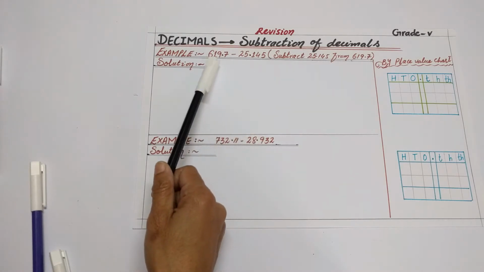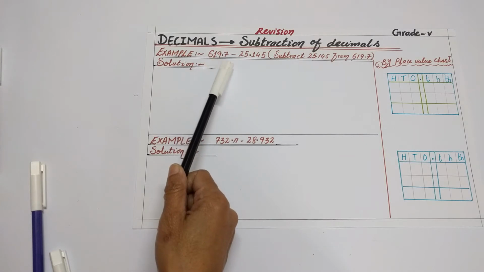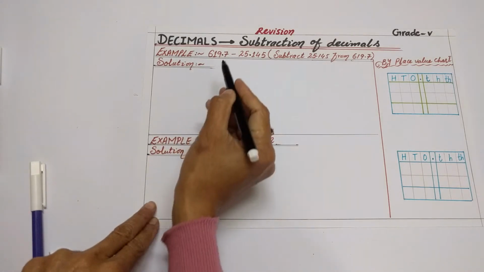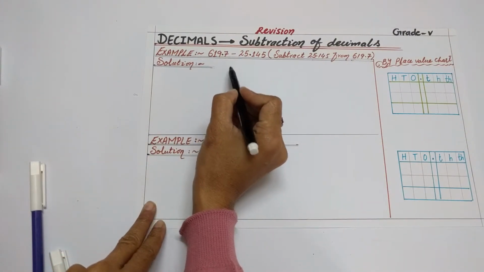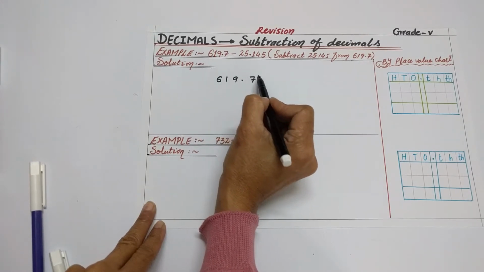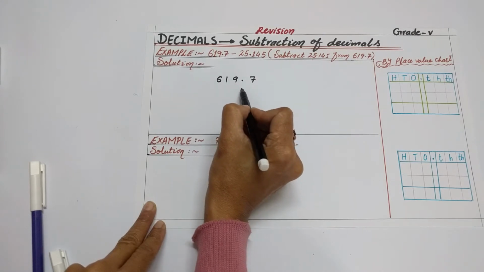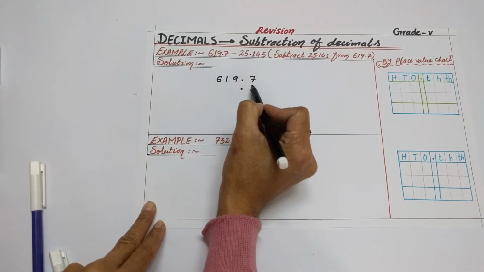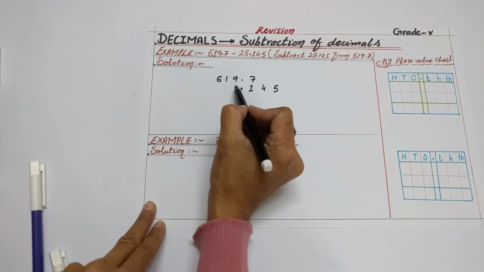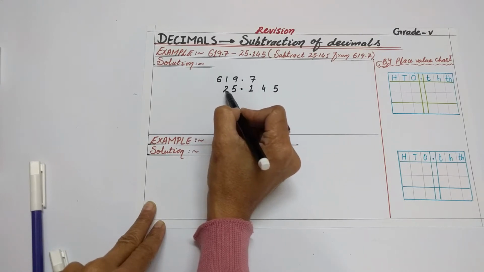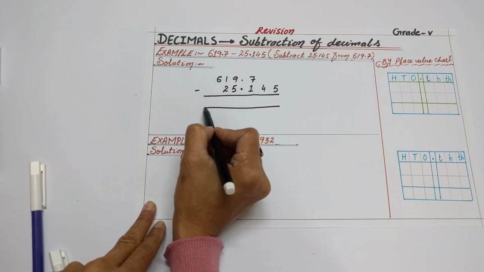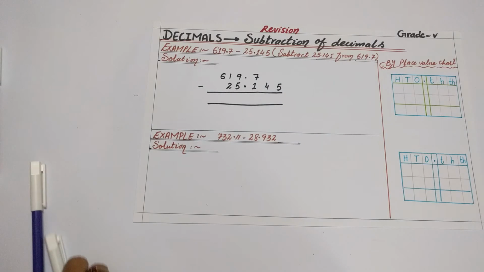In this example we have two numbers. The first one is 619.7 minus 25.145. So let's start. Firstly we'll convert this horizontal form into vertical form. So we have 619.7, and when we put the second number, we will put the decimal. The first digit is 1, the second digit is 4, and the third digit is 5. On the left side we have 5 and 2, and then the subtraction sign. This is the vertical form of the sum.